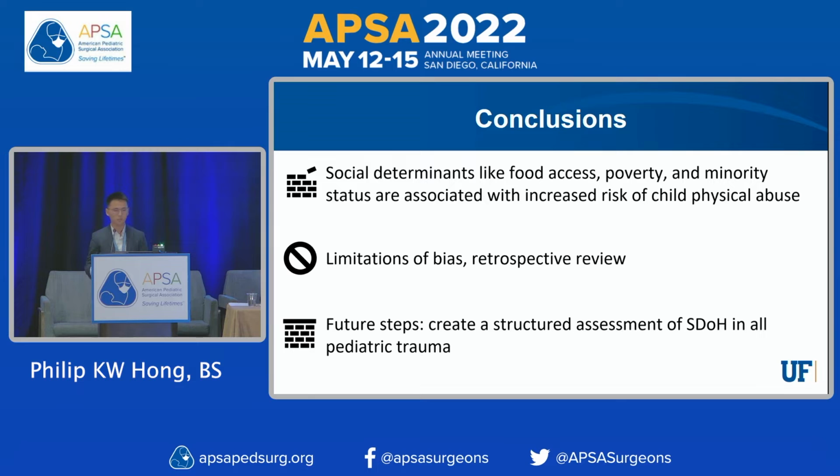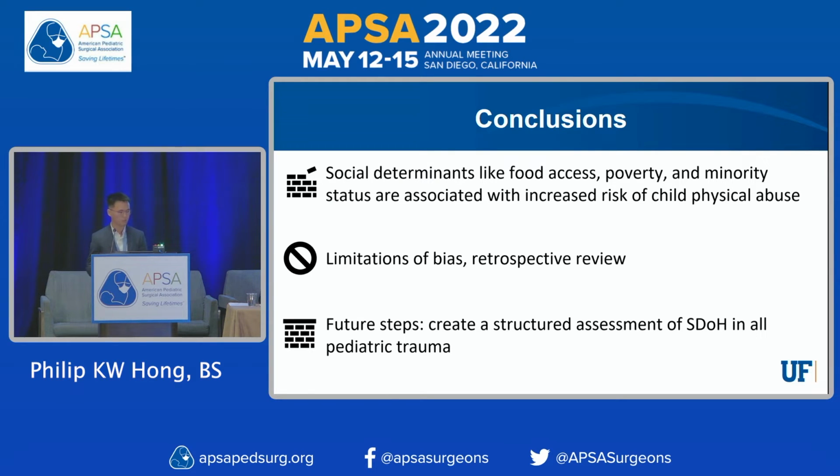Our study found social determinants like food access, poverty, and minority status are associated with increased risk of child physical abuse. Our study is not without limitation in that it is retrospective in nature. Along with that, there exists a potential for reporting bias in which patients are referred for the evaluation of child physical abuse. Referral patterns are known to have racial and socioeconomic biases as well.